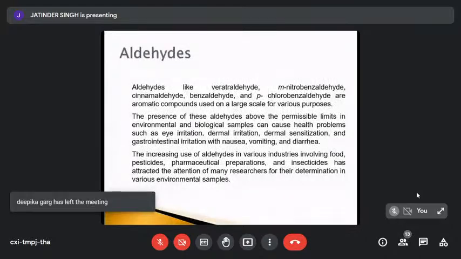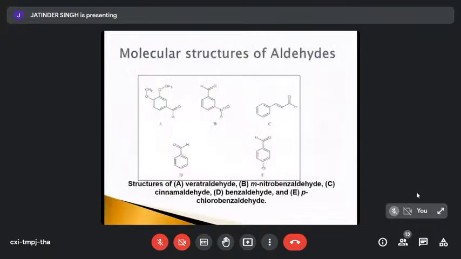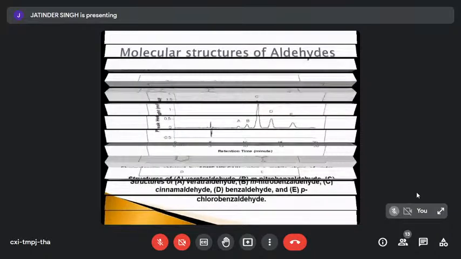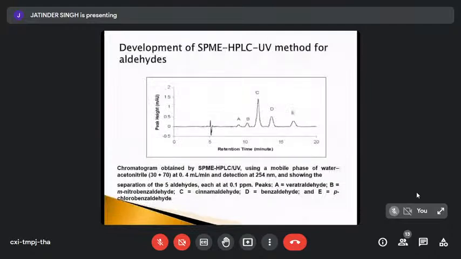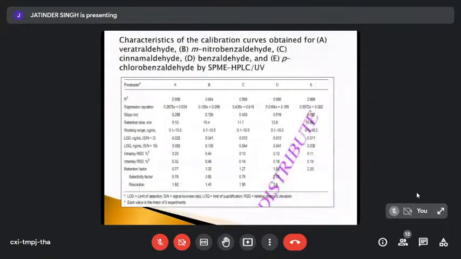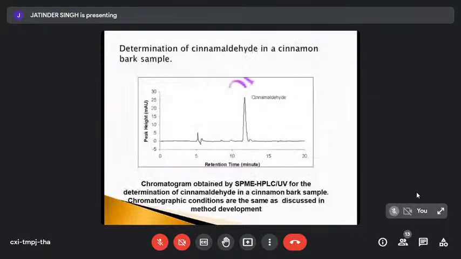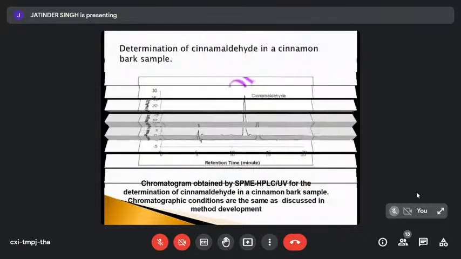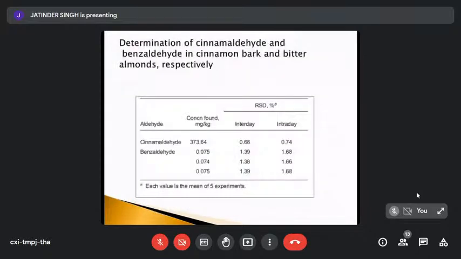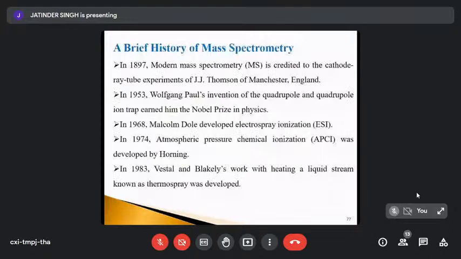Similarly, we have analyzed aldehydes. You see aldehydes, they are like you have almonds. In almonds, aldehydes are present, like cinnamaldehyde is present, and we can detect these aldehydes. Like cinnamaldehyde we have found in almonds, and benzaldehyde we have found. So these can be these analytes. This is the simple, little bit of the small amount of the work I showed you, that we have analyzed.